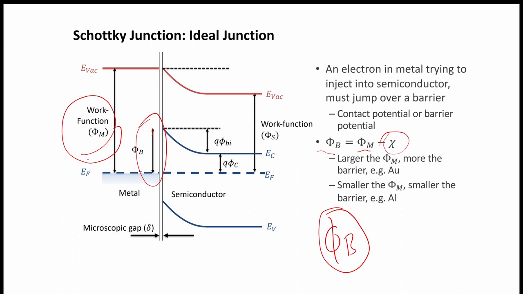This phi b will always be this, so it does not depend on the doping, because these are material properties. The electron affinity is a material property and does not depend on the doping or anything. So both are material properties. If we reduce the work function of the metal, this barrier height will decrease.